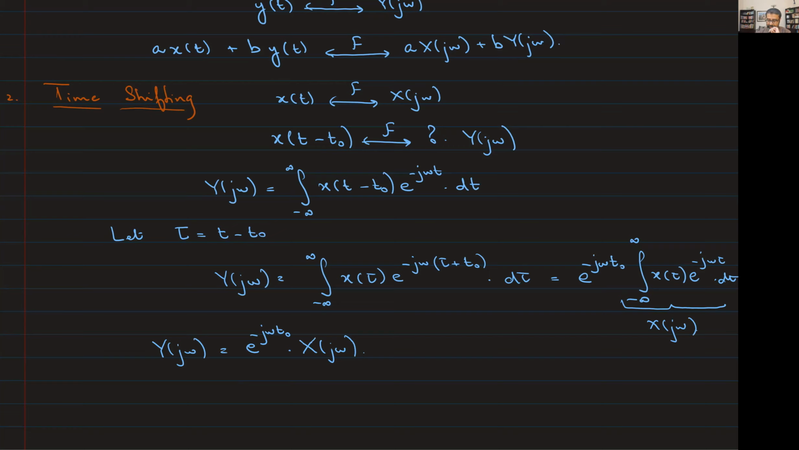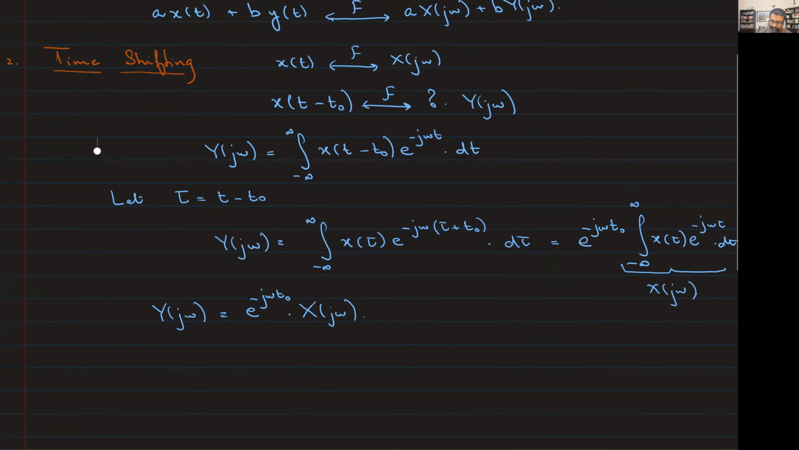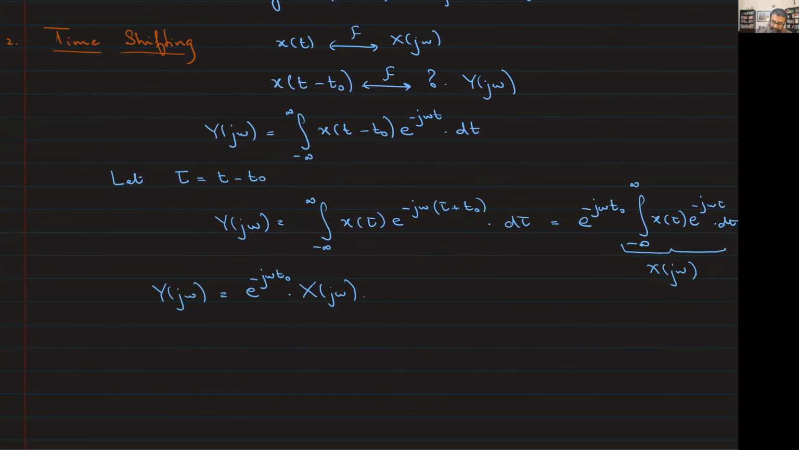Let me write down the result here. x of t minus t naught has a Fourier transform equal to e raised to power minus j omega t naught times X of j omega. So shifting in the time domain only results in a multiplication of the Fourier transform with this exponential.